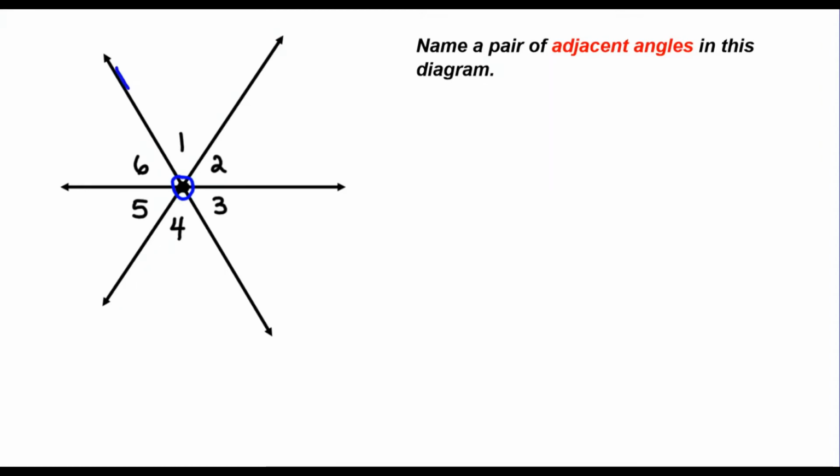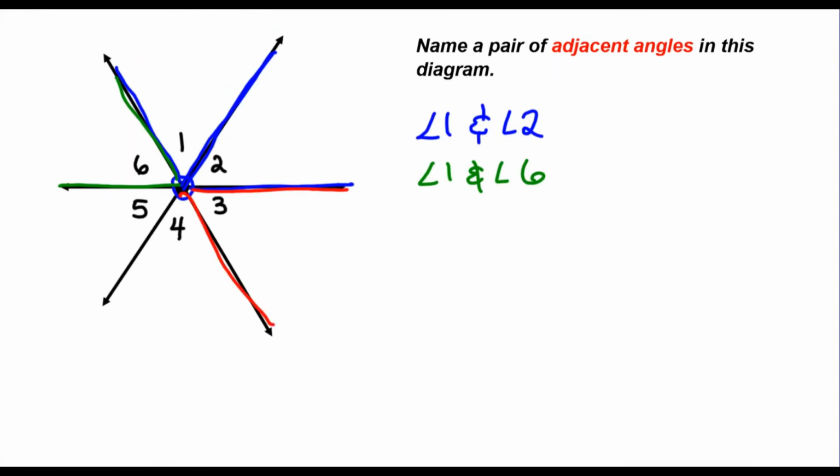So I see that angle 1 shares a side with angle 2. So angle 1 and angle 2 would be adjacent. Angle 1 also shares a side with angle 6. So I could say that angle 1 and angle 6 are adjacent. Angle 2 shares a side with angle 3. So I could say angle 2 and angle 3 are adjacent. Angle 3 also shares a side with angle 4. So angle 3 and angle 4 are adjacent.